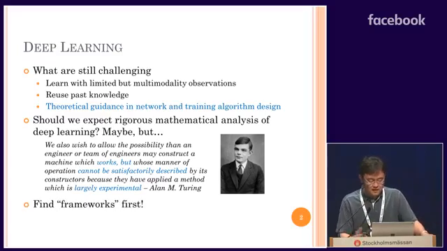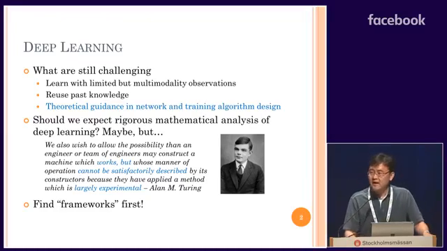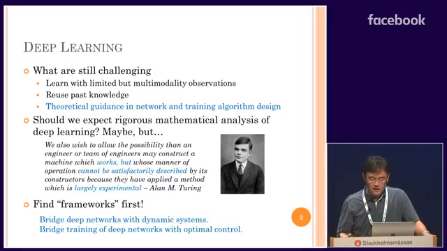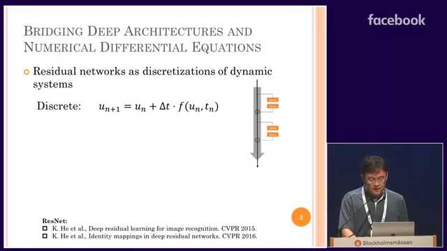Then our team started to look for frameworks, because we have hundreds or thousands of different architectures, and some of them are quite similar to each other. We started to ask ourselves whether there are some relations between all of these different architectures. So now our team, as well as many other people, look at deep networks as dynamic systems or discrete forms of dynamic systems, and training deep networks can be understood as optimal control, which are subjects in applied mathematics.